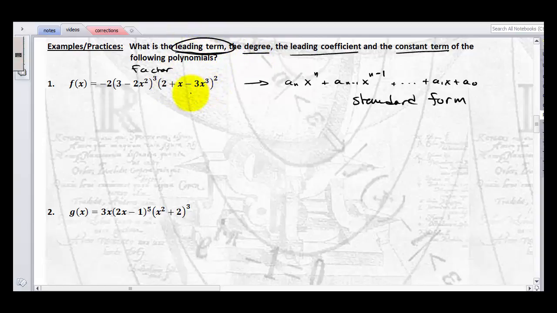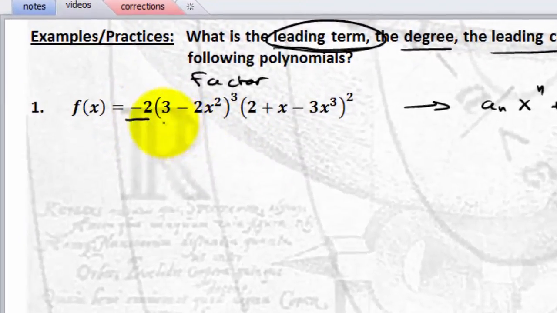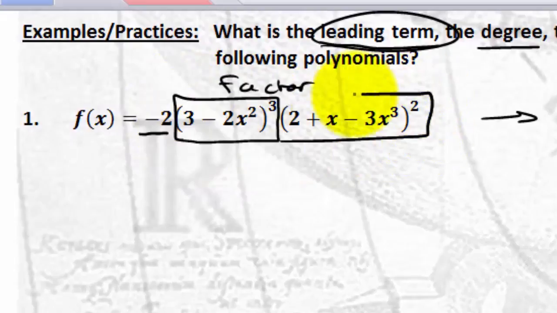So of course, please do not expand. I repeat, do not expand this. It would take you a long time. You would probably make a mistake. I would make a mistake. And we don't need to. You need to understand where the leading term is from. You're multiplying 3 factors. You're multiplying -2 with this factor right here, with this factor right here.